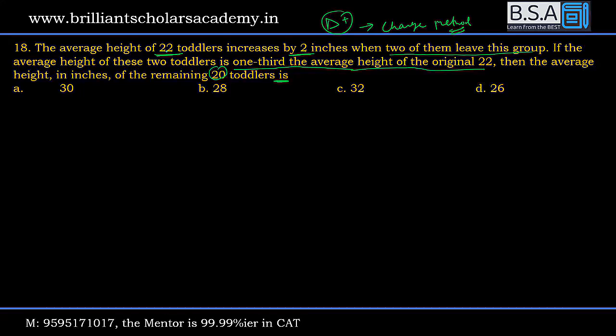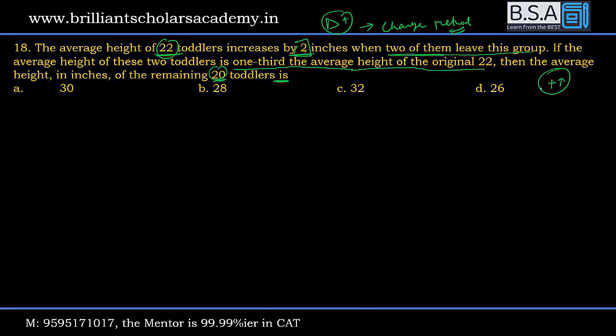There are 22 toddlers. You do not know what their average is, but the average will increase by 2 when 2 of them leave the group. Those who are leaving the group, their average height is 1/3 of the average height of the original group. So the question is, what is the height in inches of the remaining 20 toddlers? So you are looking for the increased average.